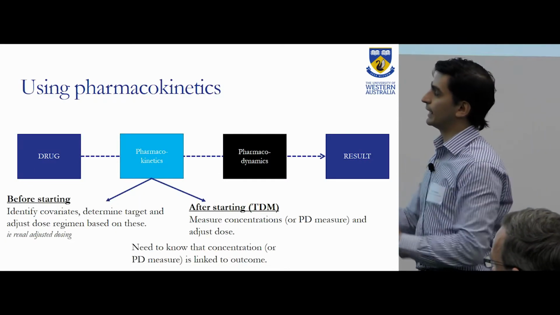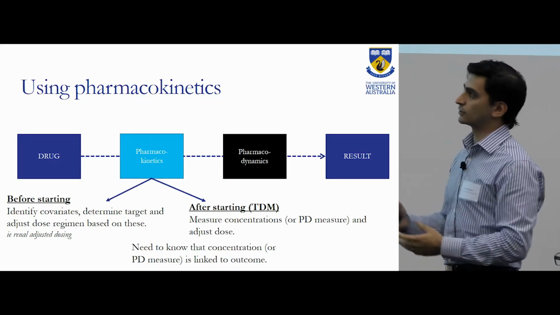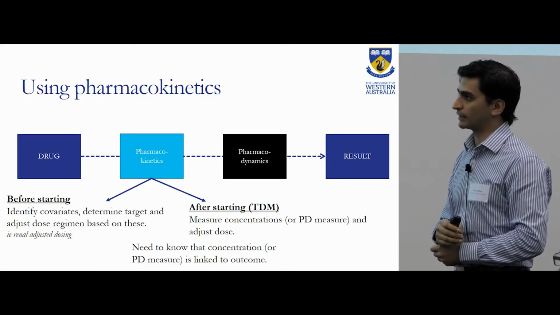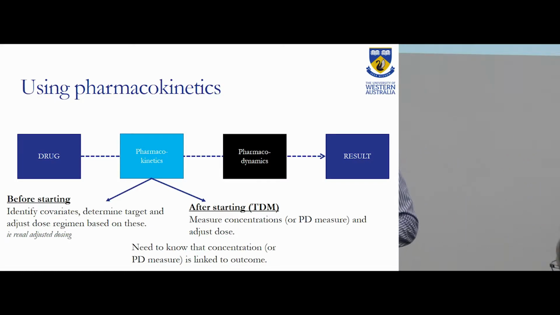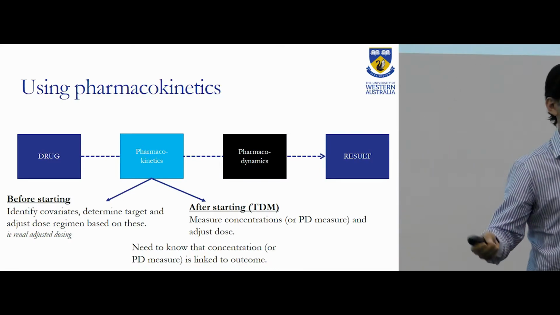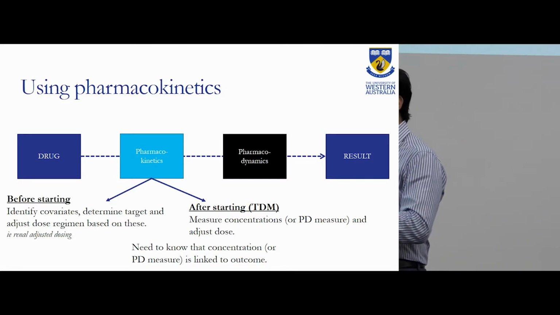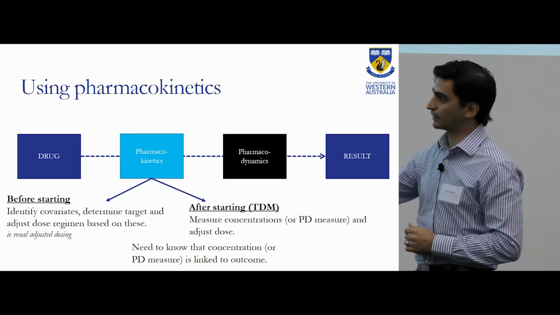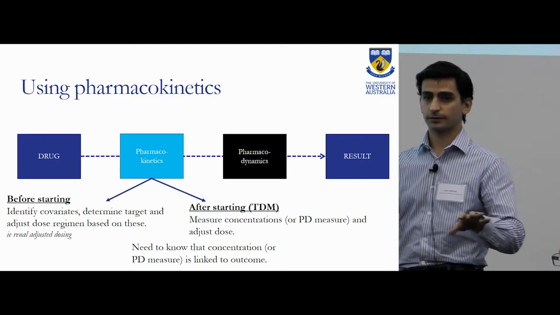Looking at pharmacokinetics, there are useful reasons to know more about the pharmacokinetics of drugs. This includes, before you even dose the person, that you have some information about how the drug is likely to behave in them based on some population experience. And you say, well, they're male, they're this age, they've got this genetic polymorphism, we should start with this dose.